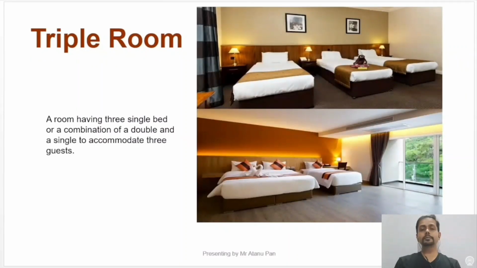Next, we have a triple room. From the name only, you can easily understand. A triple room means the room which can accommodate three persons. Now, three persons can be accommodated in two different ways. For example, three single beds may be there for three persons, and these three beds will be separated by a bedside table in between. It might also have one double bed and one single bed, and both the beds are separated by a bedside table at the center. So this is called a triple room, meaning the room which can accommodate three guests.